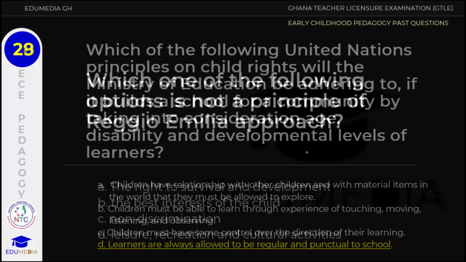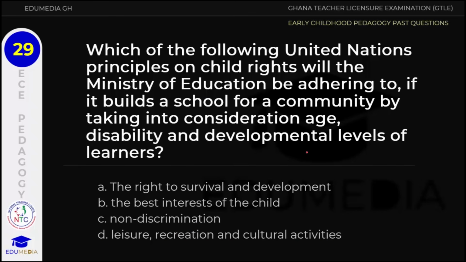Then question 29. Which of the following United Nations principles on child rights would the Ministry of Education be adhering to if it views a school by community by taking into consideration age, disability, and developmental levels of learning? Responses we have A. The right to survival and development. B. The best interest of the child. C. Non-discrimination. D. Leisure, recreation, and cultural activities. The correct answer is B. The best interest of the child.